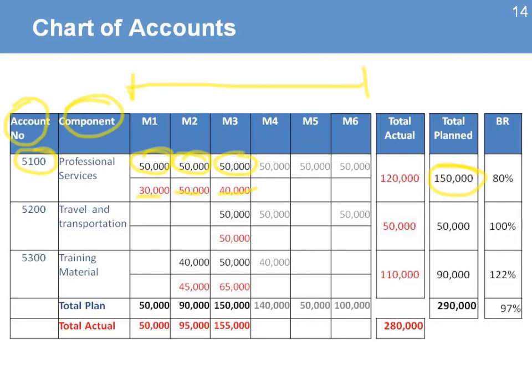So by the end of month 3, right here, we see that we plan to spend 150, but we actually spend 120. That means that my burn rate, the rate at which I'm spending the money, is 80%, meaning that I'm spending less than what I actually plan. In another example, I can look that I have 90,000 planned for the project for that specific period of time, and I see that I have spent 110 for that period of time, meaning that now I'm spending more than I planned. So my burn rate is going to be higher.